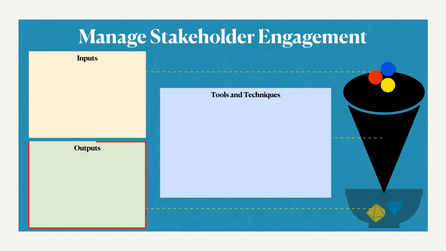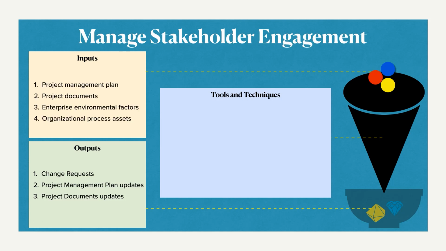Let's have a look at the outputs that we are expected to give. Change requests. Any change requests that come up during the process, they are to be updated. The components of the project management plan, like communications management plan, stakeholder engagement plan, they are updated here. The project documents like change logs, issue logs, lessons learned, risk register, all of them are updated here.